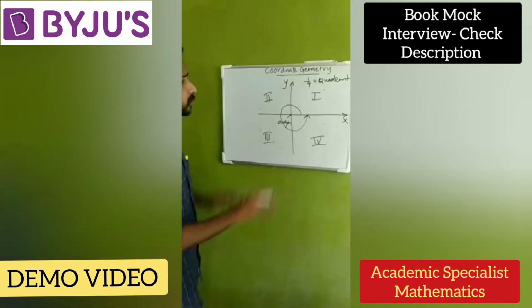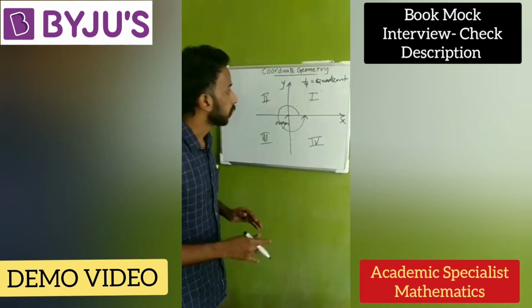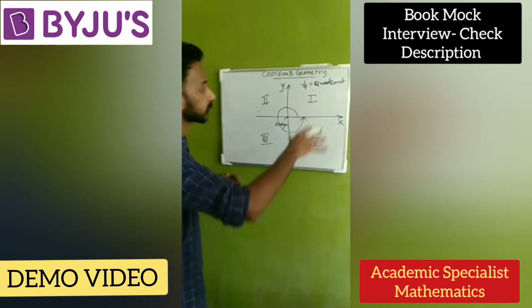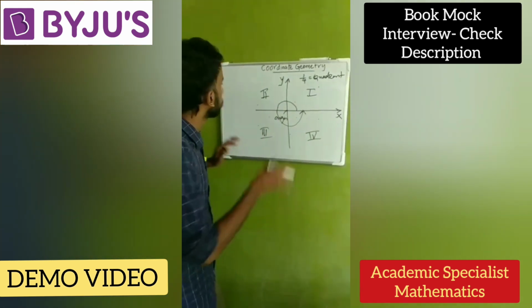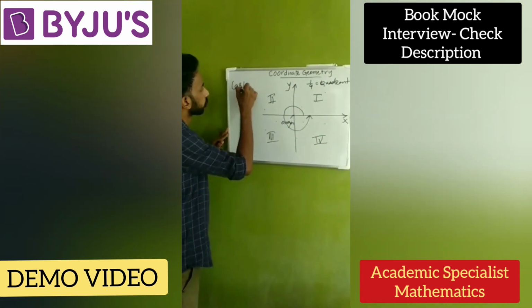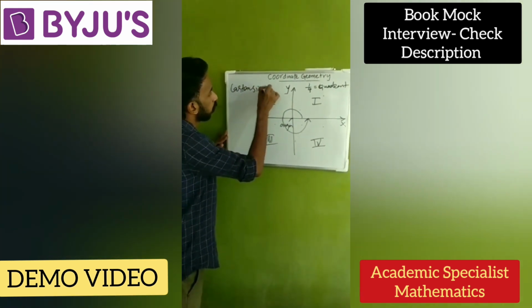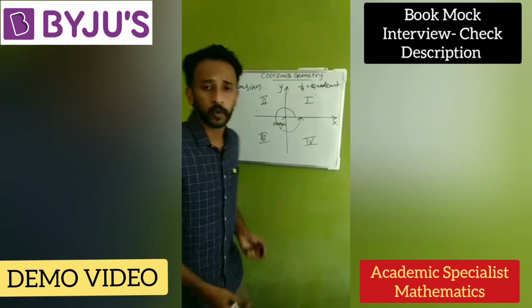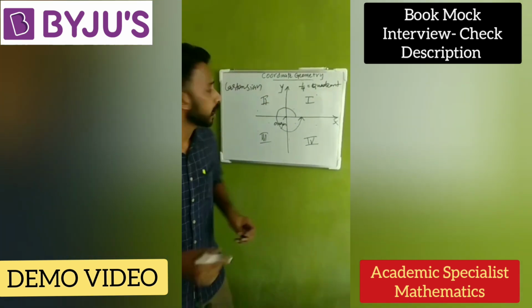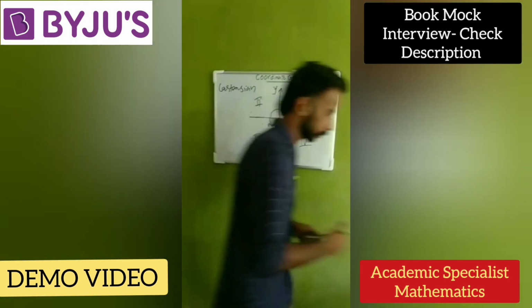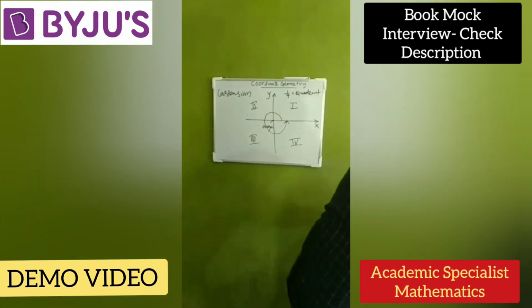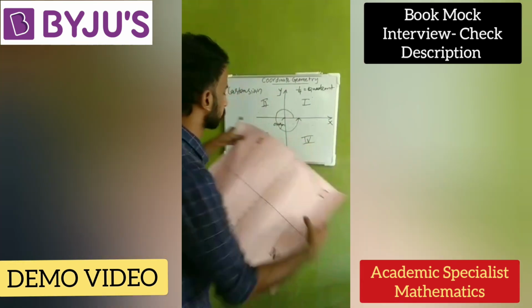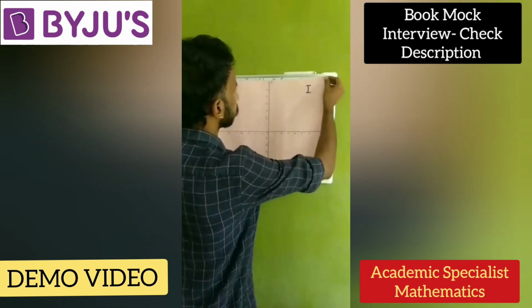This entire system is known as the Cartesian system. When we place the coordinate axes in a plane, that plane is called a Cartesian plane. The Cartesian plane is also known as the XY plane, coordinate plane, and so on. Then here we are going to see some graphical representations.